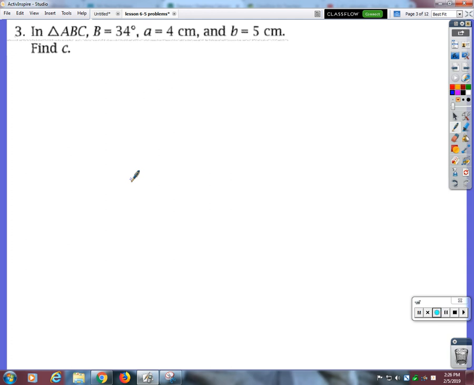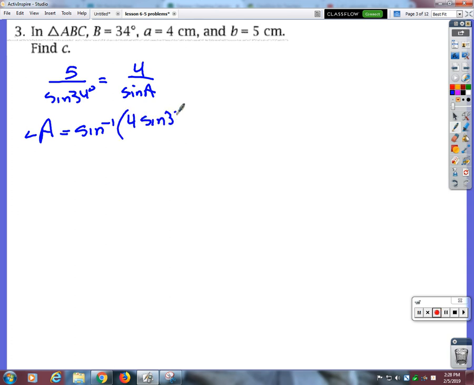Did you get it? Okay, so the first thing that you should have been able to do is go 5 over the sine of 34 degrees equals 4 over the sine of A, right? Danica, is that what you did? Then to find out what angle A is, you do the inverse sine of 4 sine 34 divided by 5.